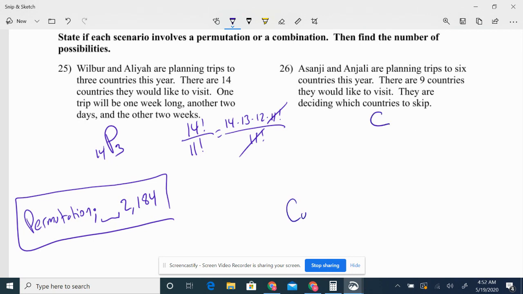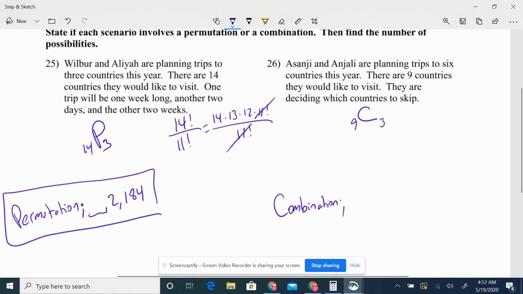So my answer, I'm going to start with combination, colon. There's 9 countries, and they're going to skip 3. So I'm doing 9 choose 3. So I'm just going to do 9 factorial over 6 factorial. And at the bottom, I also have a 3 factorial. So I have 9 times 8 times 7 times 6 factorial. I stop at 6 because I already have a 6 factorial at the bottom. At the bottom, I also have a 3 times 2 times 1.